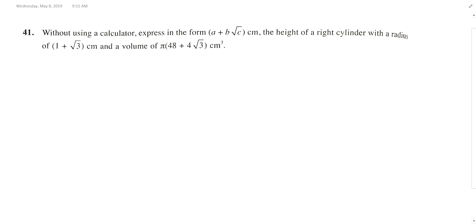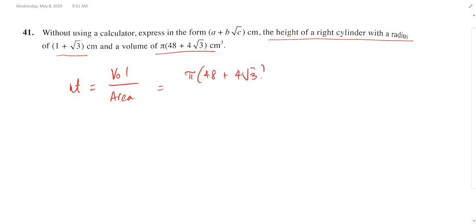So this one is a simple question again, just like question 40. Find the height again of a cylinder which has a radius this and volume. So the height must again be the volume divided by the area, which is pi, 48 plus 4 root 3 divided by, what is the area? Okay, pi radius squared.